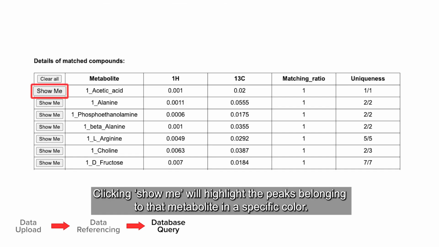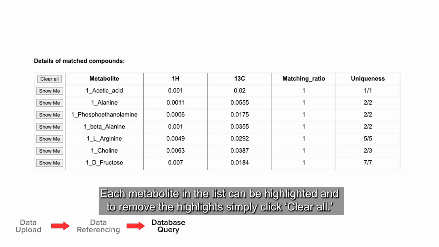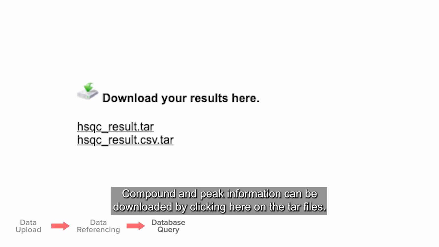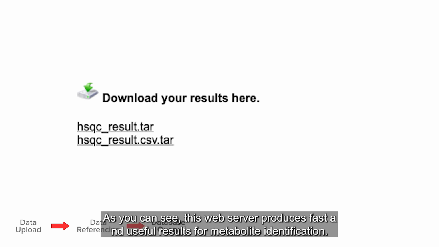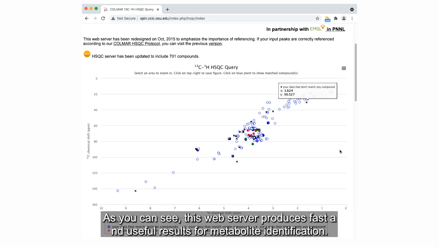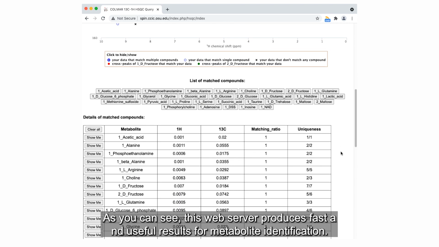Clicking Show Me will highlight the peaks belonging to that metabolite in a specific color. Each metabolite in the list can be highlighted, and to remove the highlights, simply click Clear All. Compound and peak information can be downloaded by clicking here on the tar files. As you can see, this web server produces fast and useful results for metabolite identification.